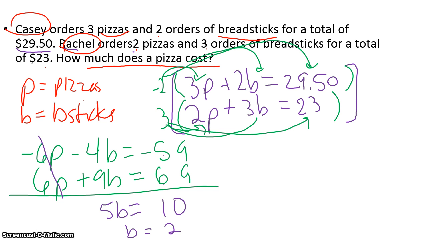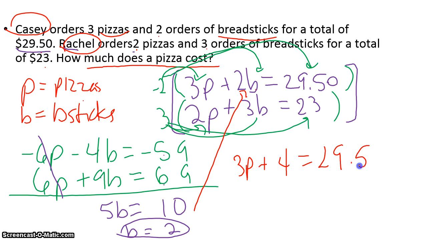So now we can take our B of 2 and we can sub back in. I think that I will sub into our first one. So we're going to take our 3p plus 2 times b, but b is 2, right? So that would give us a 4. Let me fix that. So plus 4 equals our $29.50.